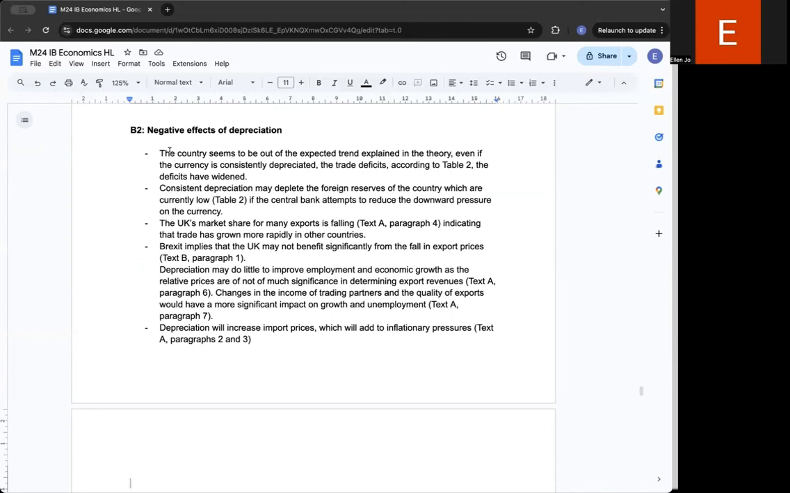Also, what is noticeable is that depreciation may do little to improve employment and economic growth. So perhaps changes in the income of trading partners and quality of exports would have a more significant impact on growth and unemployment. And depreciation will increase import prices, which will add to inflationary pressure in the economy. All of the above can be used to discuss the pros and cons of persistent depreciation. The conclusion is not necessary, but if you have time, do write a few words to summarize your discussion.